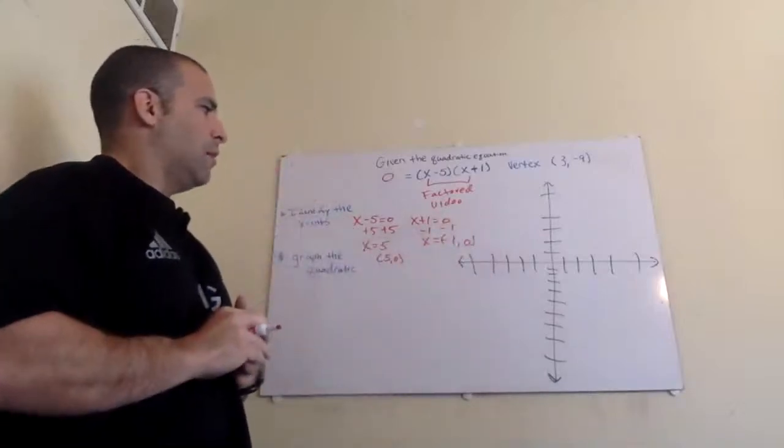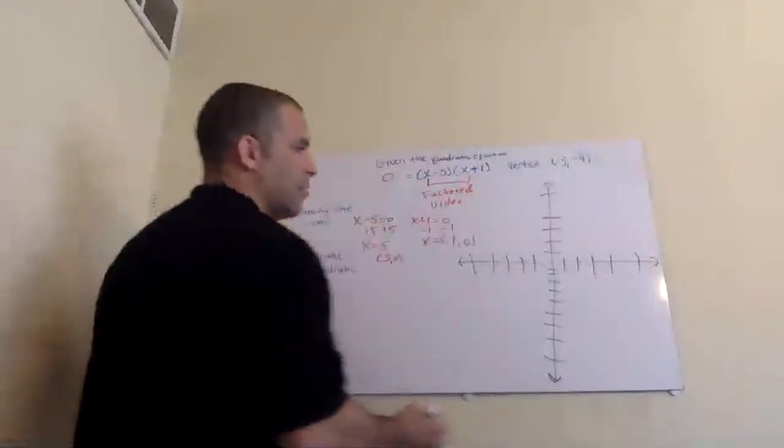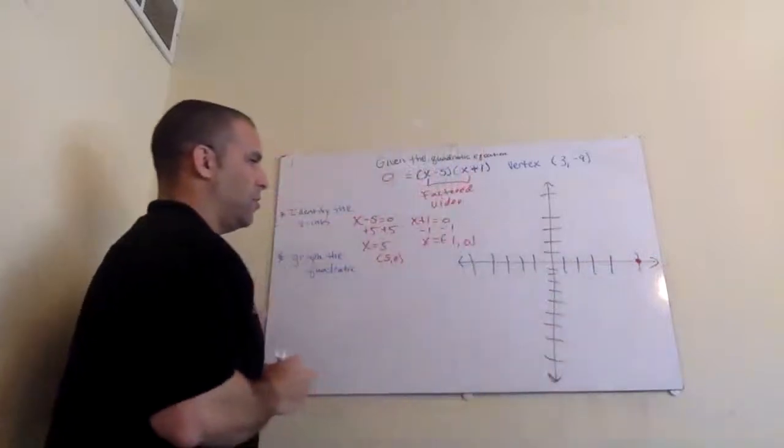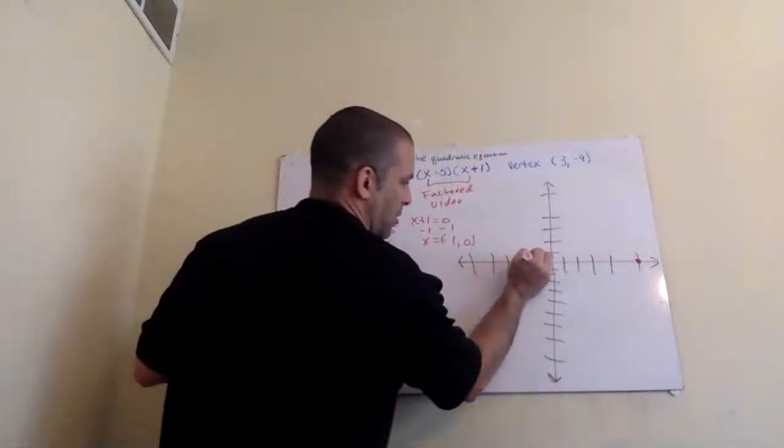So now let's plot these on our grid over here. So we have 1, 2, 3, 4, 5. There's your first x-intercept, and then here's your second x-intercept.